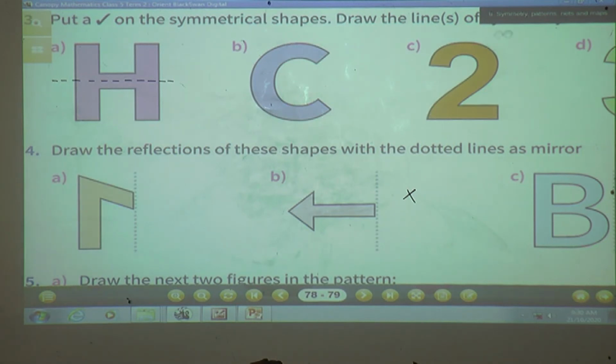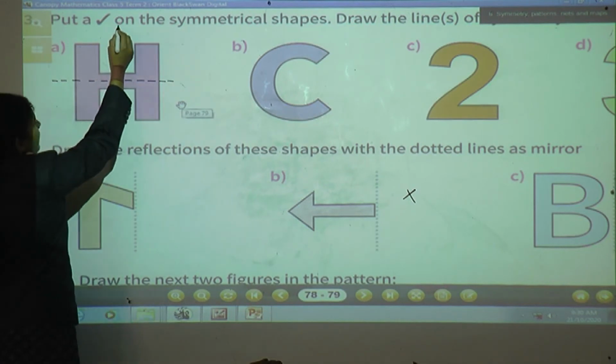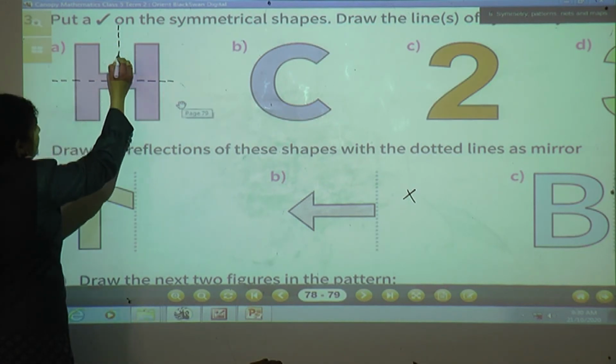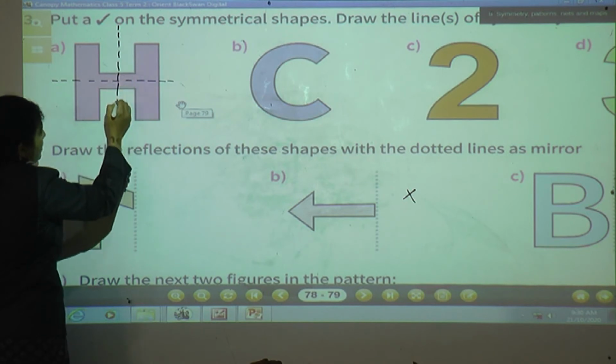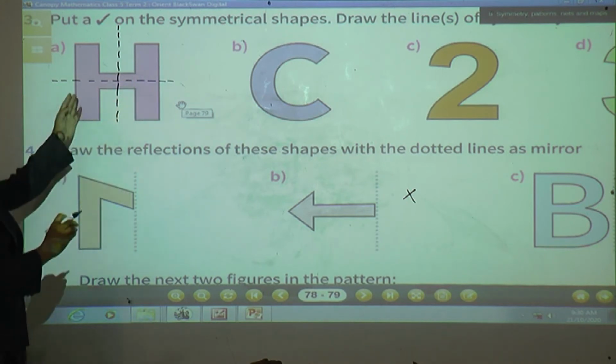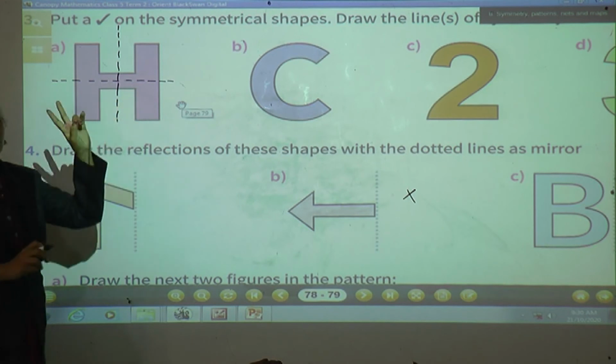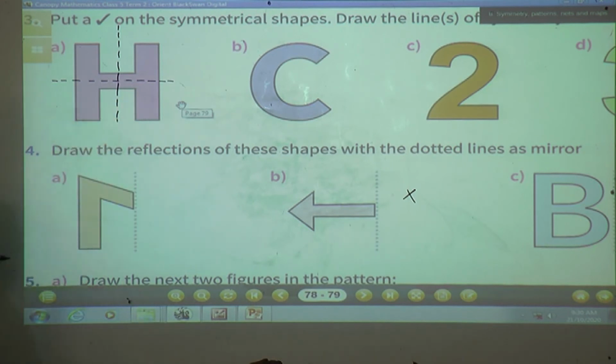Okay. Now, can I draw a vertical line here? Yes. This vertical line also divides this H into two equal parts, isn't it? So that's why we tick here.